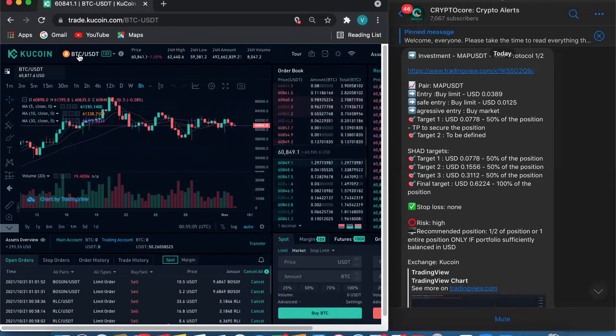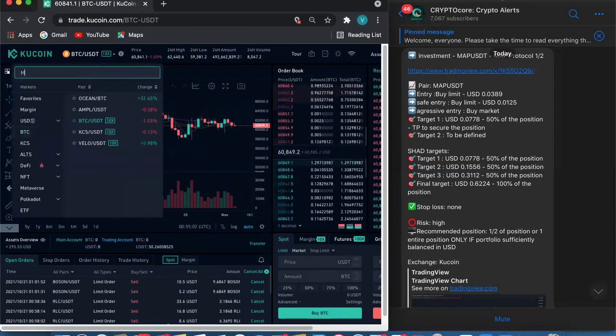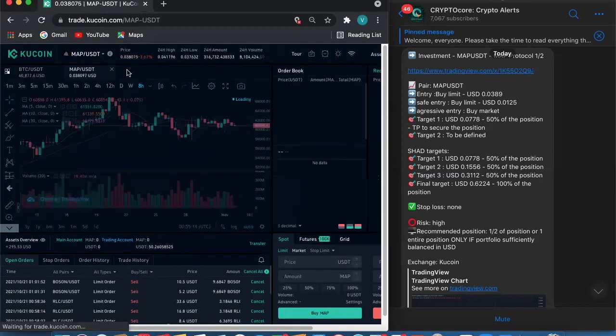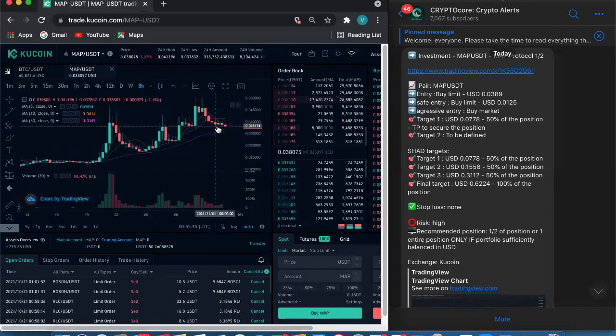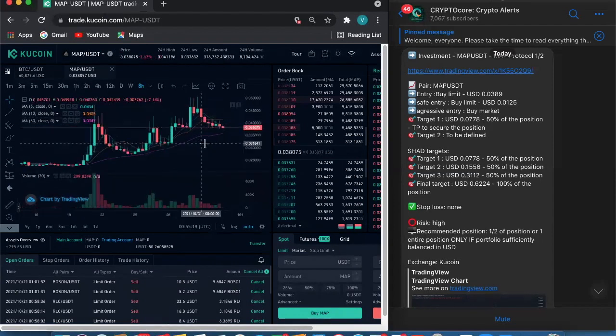Let me go search up MAP USDT over here in their search bar, the top left. MAP USDT, here it is. All right, that's my chart for MAP USDT. Looks like we've had a minor correction on MAP USDT. Looks like a good time to buy.